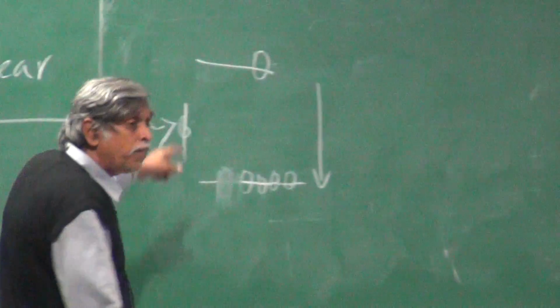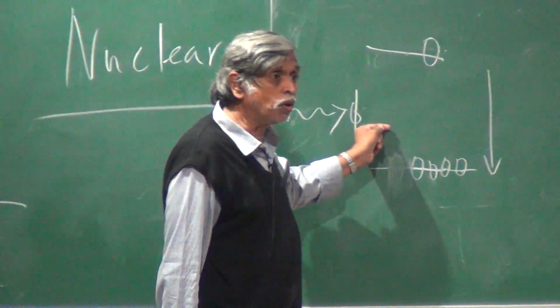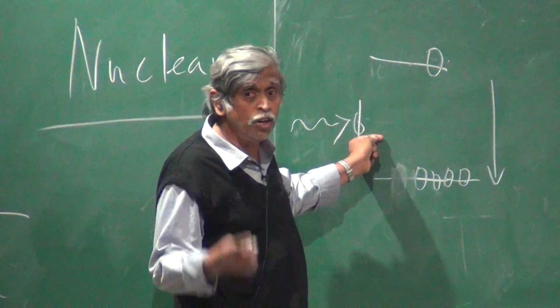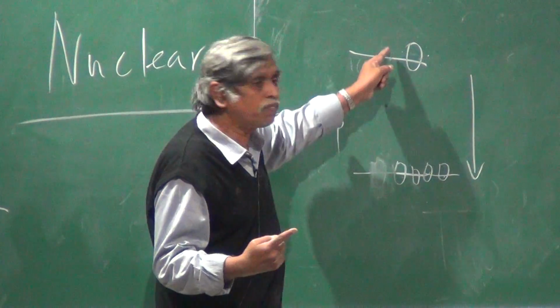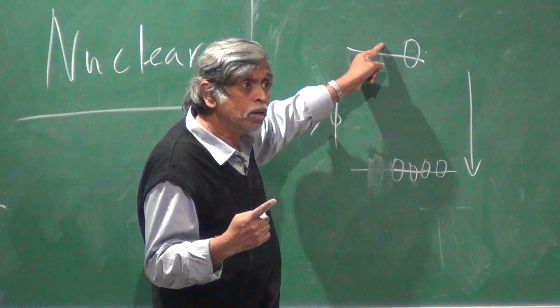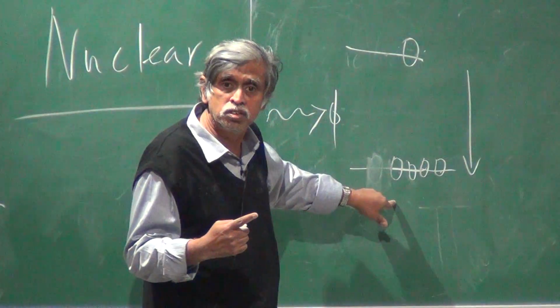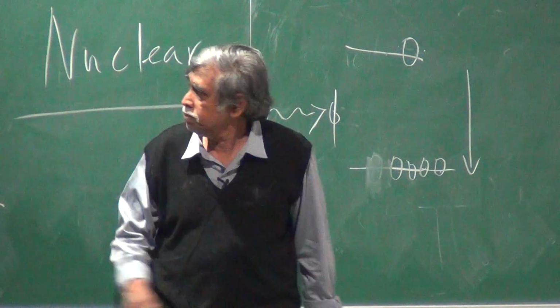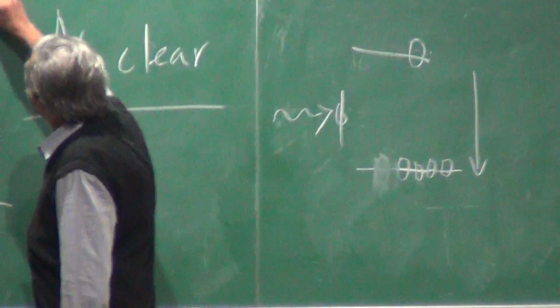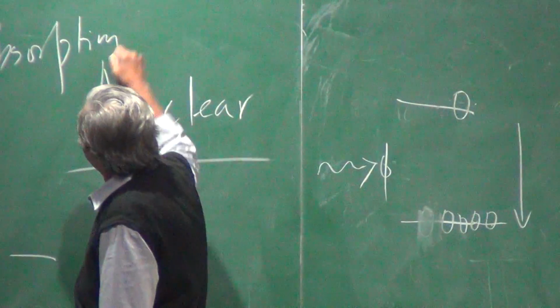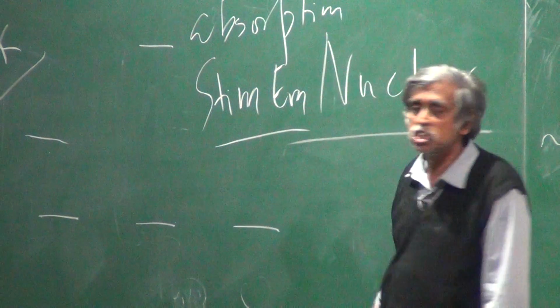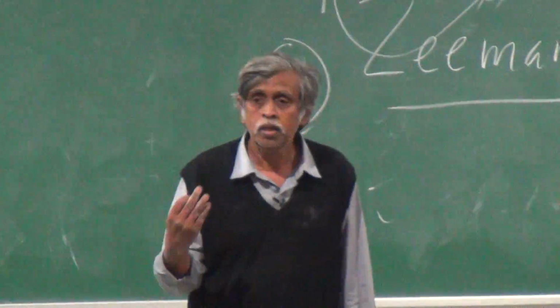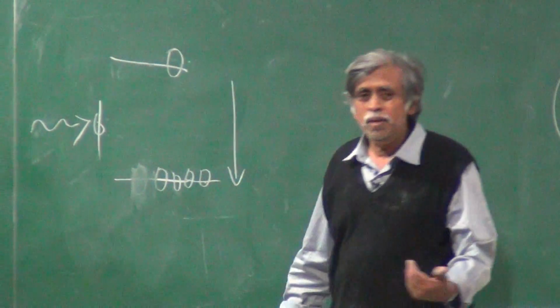However, before the guy jumps back, if I come in with another photon, that photon can actually do one of two things. And what are they? It can drive one guy from here to here, or it can drive this guy back downwards. It can either cause absorption, or it can cause stimulated emission. Both are possible. But now tell me, which is more possible?